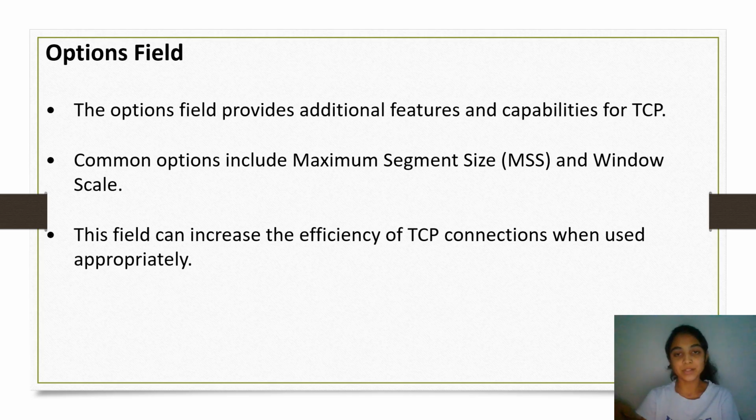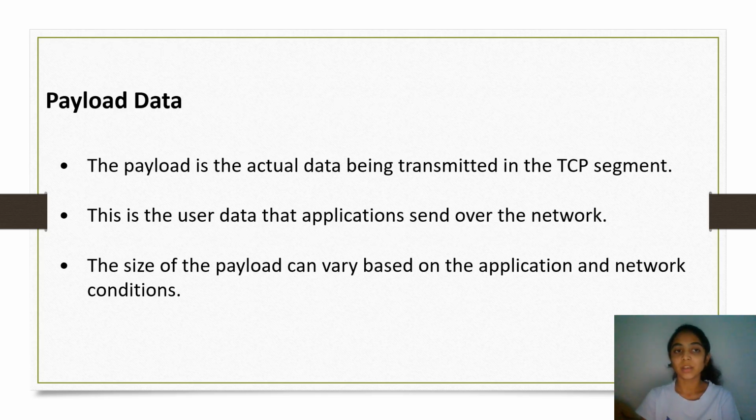Options field. The options field provides additional features and capabilities of TCP. Common options include maximum segment size (MSS) and window scale. This field can increase the efficiency of TCP connection when used appropriately.